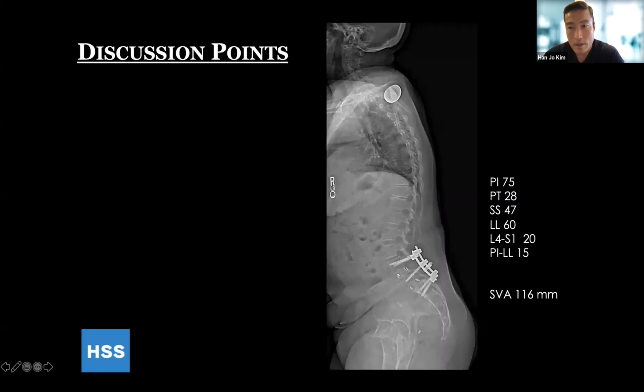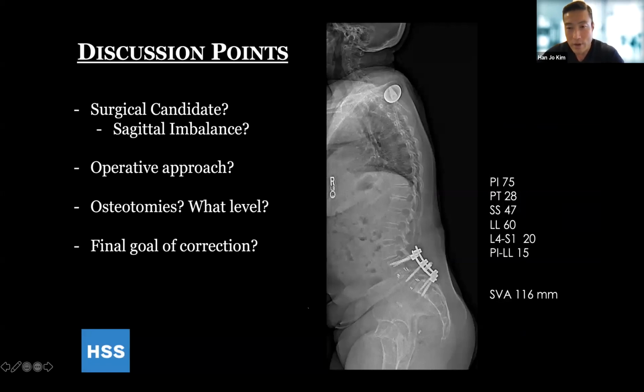So some things I wanted to talk to everybody about: she basically has an L3-4 spondylolisthesis, adjacent segment degeneration, stenosis, and she has this problem. And my question to the group and to the hosts is, do you consider this patient a surgical candidate? Do you think the patient has sagittal imbalance, given that the PI-LL mismatch is only 15 degrees? And if you would deem this person an operative candidate, what kind of surgery would you do? Would you do osteotomies? What approach would you do? And what's your final goal of correction? So maybe I'll put it to the panel.